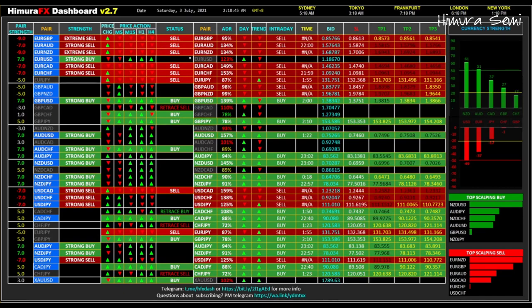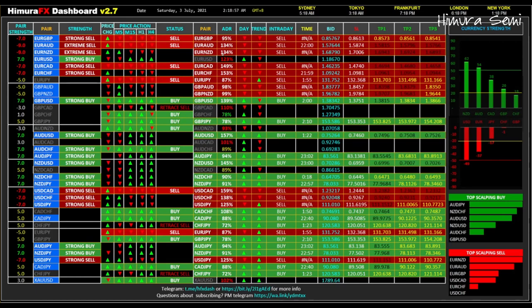Now, let's take a look at the status column. Nice, it's sell. Unfortunately, when we look at the ADR, the value is also beyond 100%, which is 34% extra. We don't want to take a pair whose ADR value is beyond 100%. It can be a risky trade, right?